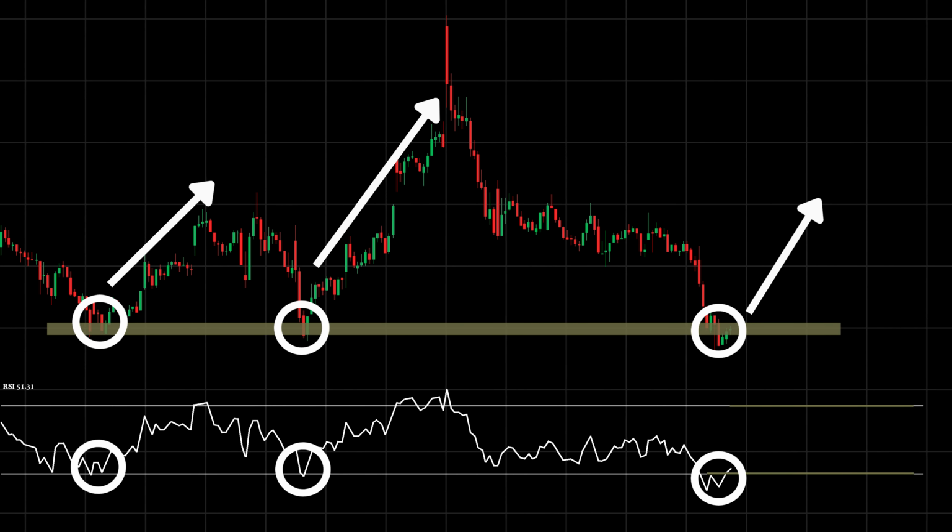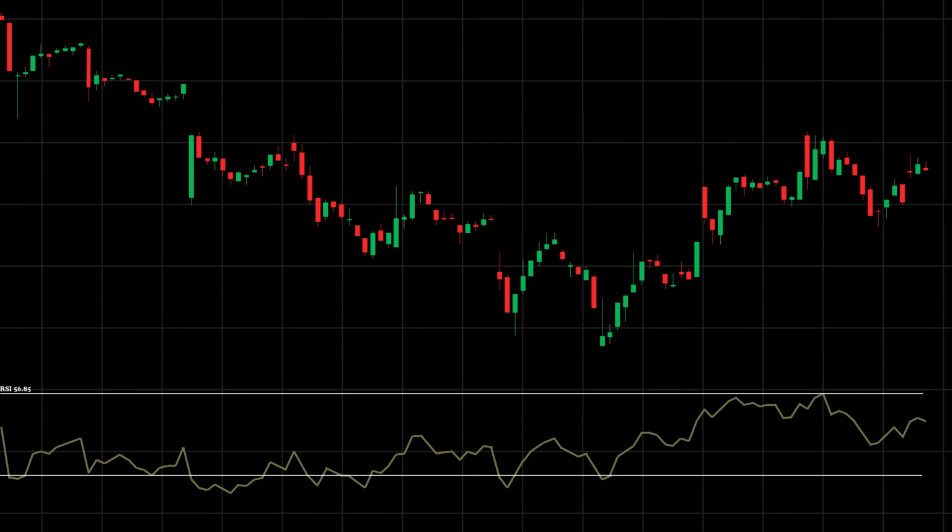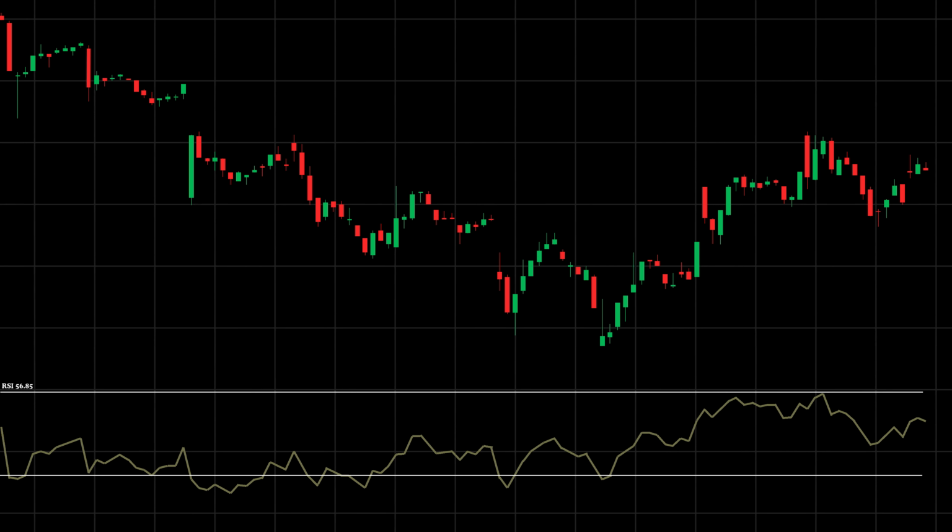This could present another solid buying opportunity. Another effective way to use the RSI indicator is by spotting divergences.